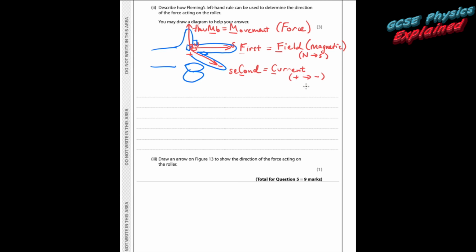And you'll get all 3 marks for that. You don't need to say the bit about north to south, and you don't need to say the bit about positive to negative to get the 3 marks. I just told you that just to make sure you know. Part 3. Draw an arrow on figure 13 to show the direction of the force acting on the roller.